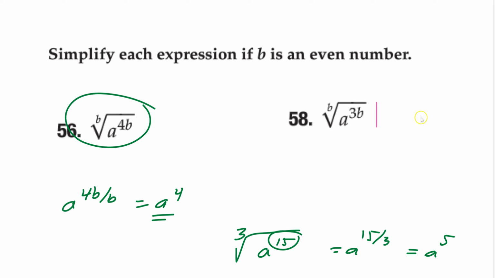Same thing will happen here, right? a to the 3b power divided by the root. The b's will cancel. a cubed. There we go. That's the lesson.